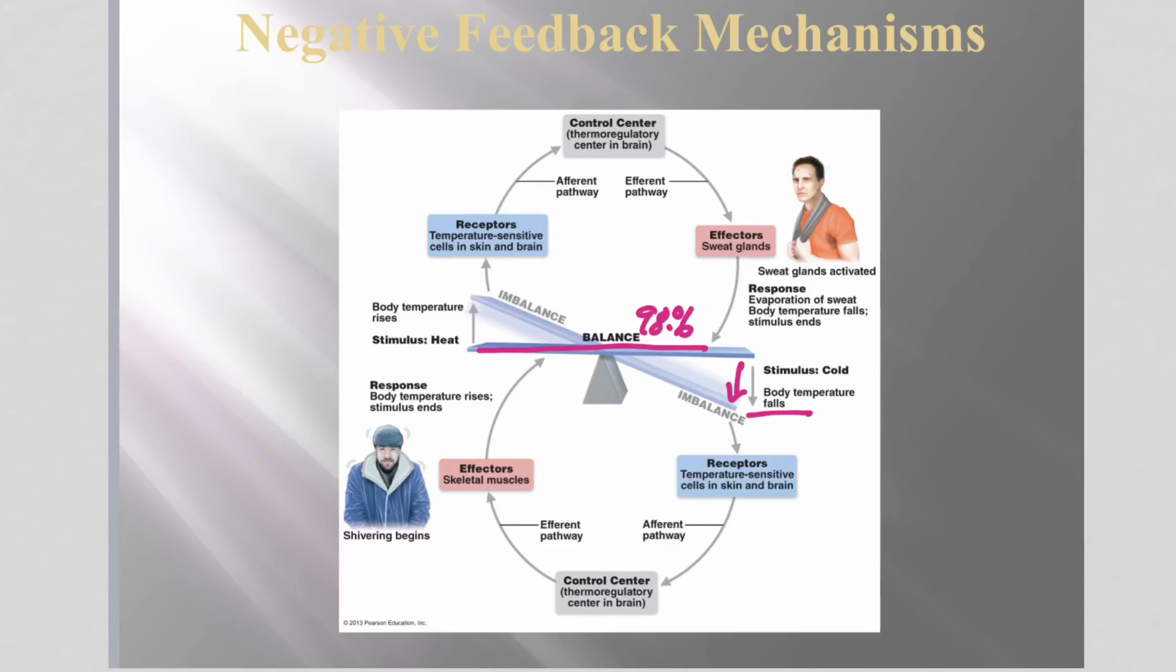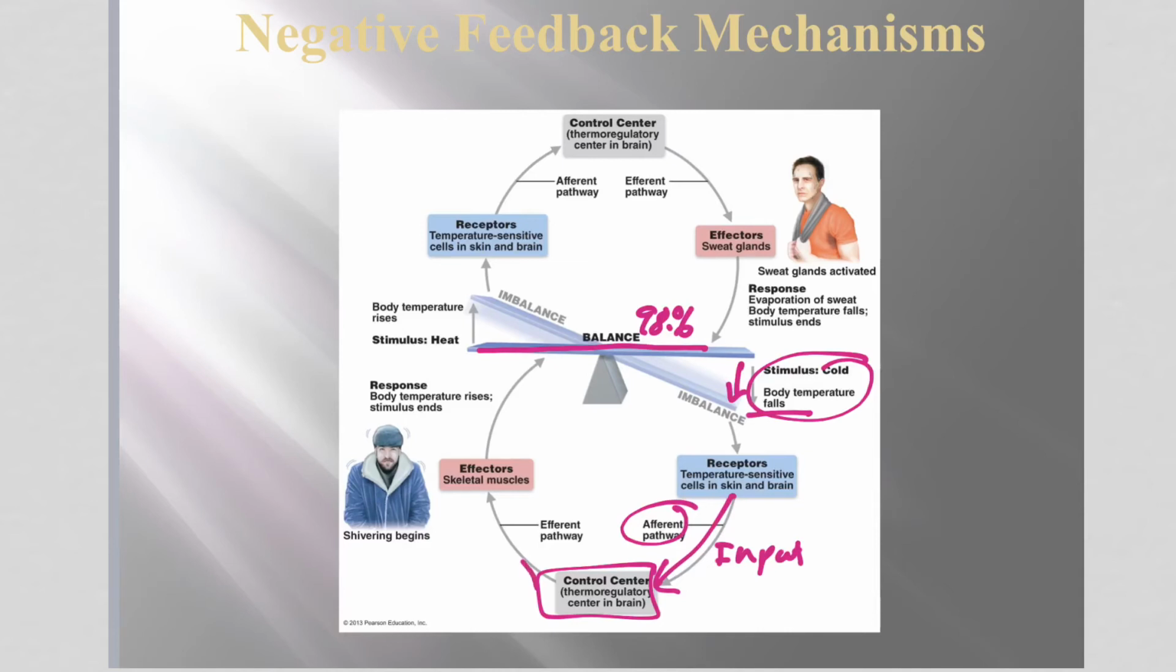If it dips below that, so say your body temperature drops, you're going to have receptors that are found in your skin and in your brain. They're going to detect this stimulus. The stimulus is that your body temperature has dropped and you're cold. So it's going to send this input via the afferent pathway to the control center. The control center is a thermoregulatory center in the brain, and it's going to interpret this information. It's going to say, hey, we're not maintaining 98.6, we're cold.